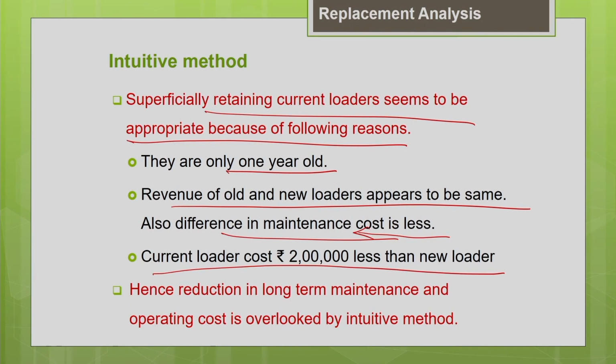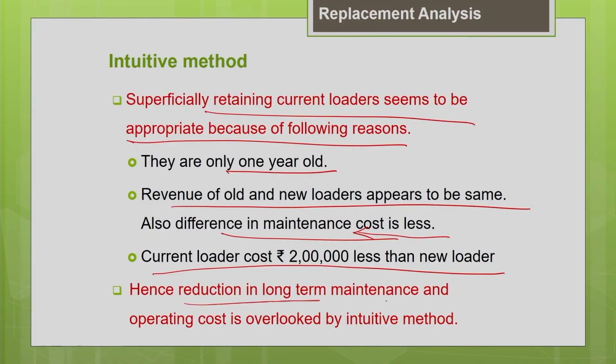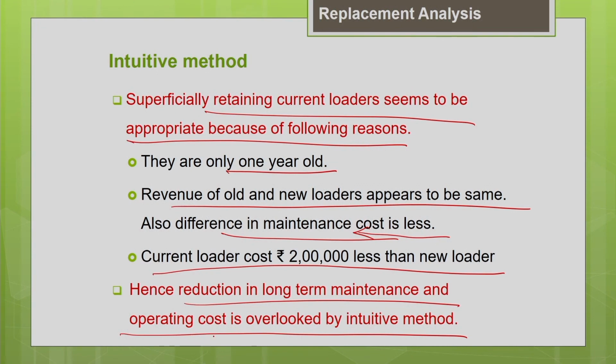So, we can see that when we go by the intuitive method, the reduction in the long term maintenance and operating cost is overlooked. As I told you, every year we are able to save at least 20,000 in the maintenance and operating cost if you go for the new loader. That we are overlooking here in the intuitive method. Hence, the reduction in the long term maintenance and operating cost is overlooked by the intuitive method, and we may make a decision that retaining the current loader itself is the best option. So, this is the output of the intuitive method.